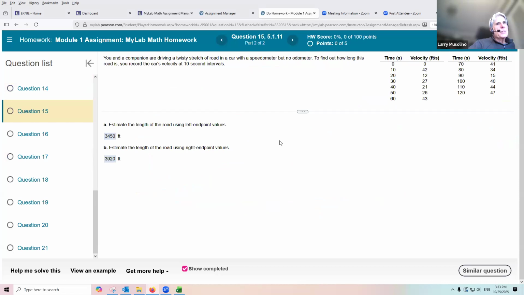Yeah, let's take a look at this one. So in this one, it says you're driving on a stretch of road with a speedometer, but no odometer. Odometer means measuring distance. And so it says to find out how long this road is, you record the car's velocity at 10-second intervals. Estimate the length of the road using left endpoints. Estimate the length of the road using right endpoints.